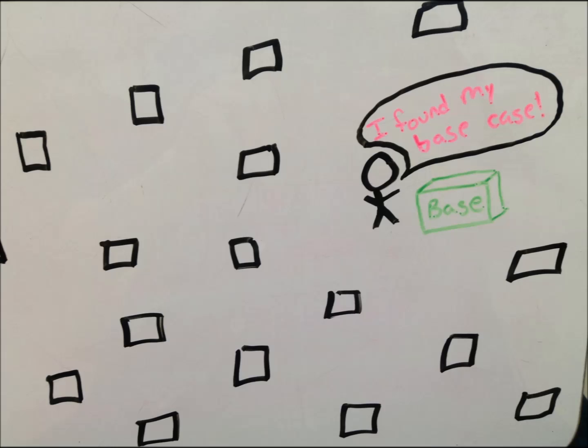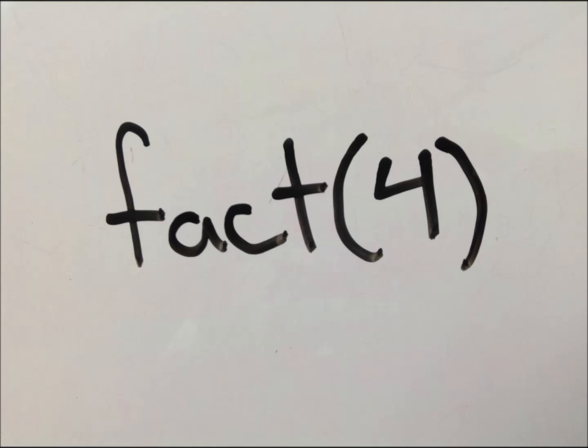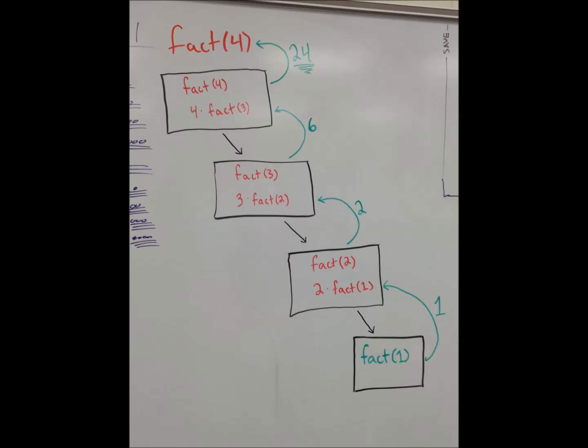So suppose we call the method to solve 4 factorial. This will result in 4 calls of the method fact. When a recursive call is made, the current computation is temporarily suspended and placed on the stack with all its current information available for use. The method will work its way down to the base case, then work its way back up.